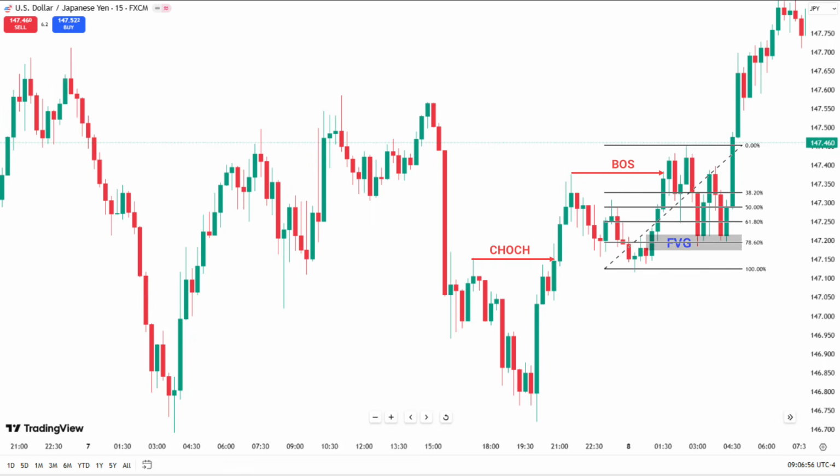We then apply Fibonacci from the swing low to swing high, and the 62 to 71% retracement lines up perfectly with the FVG. This double confluence gives us a high probability entry. When price retraces into that zone, we enter long, stop loss above the FVG, and target at least 2-to-1 reward or the next liquidity pool. This example shows how combining these tools with Fibonacci makes the setup even stronger.